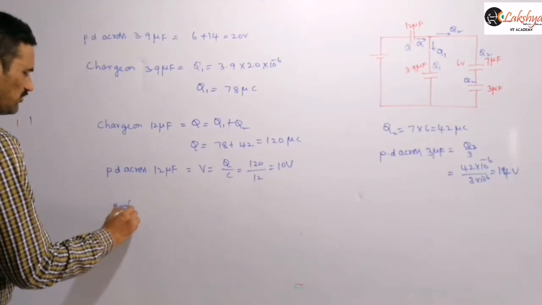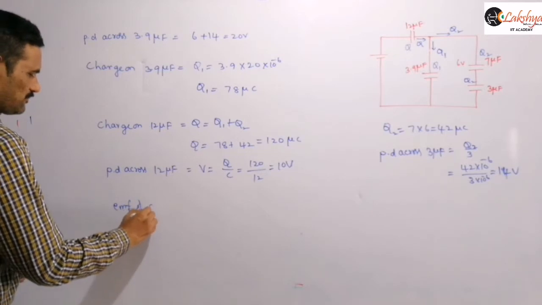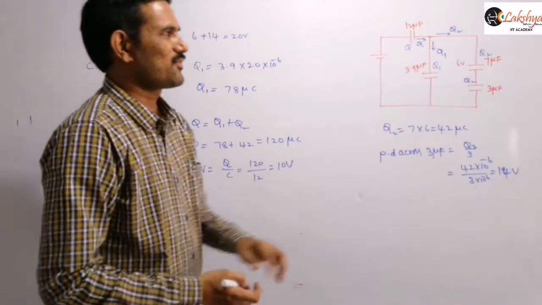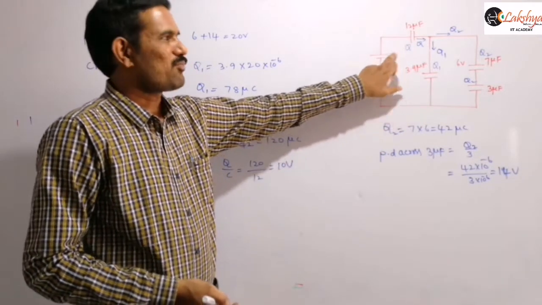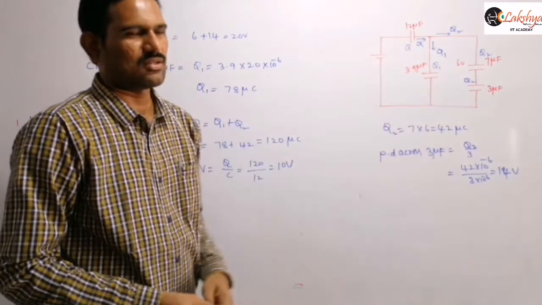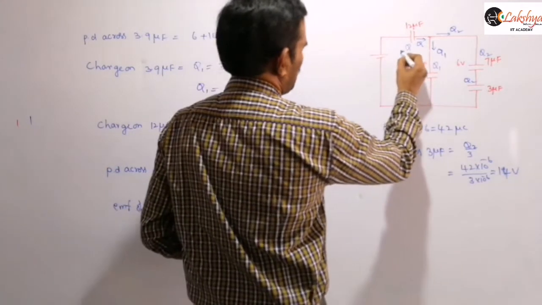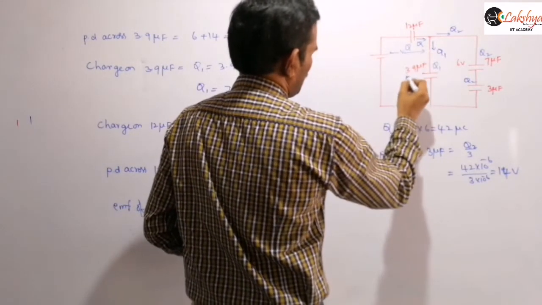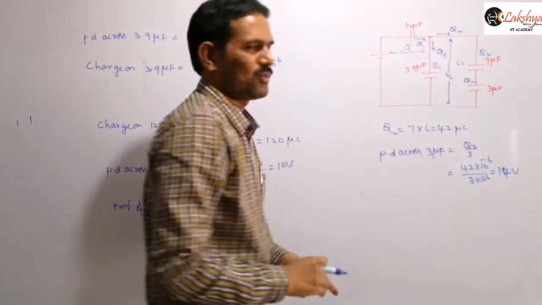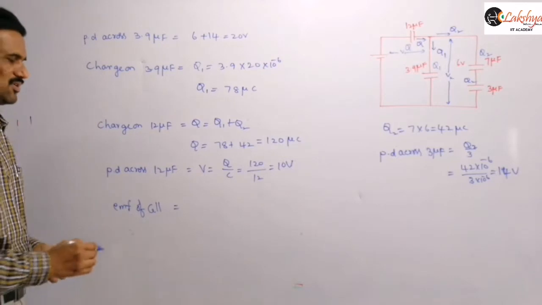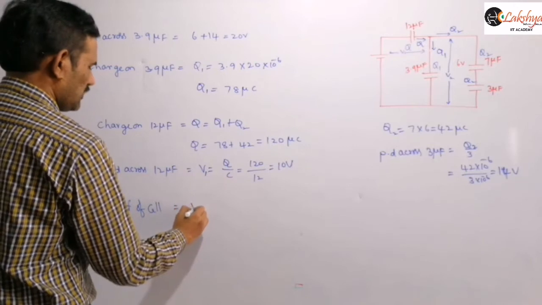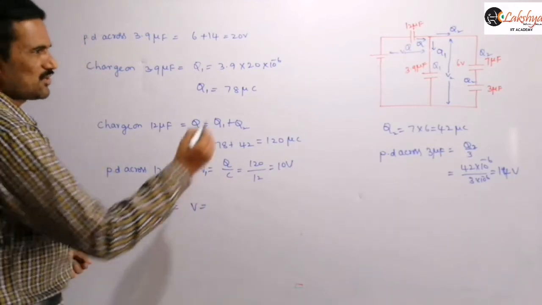Therefore, this EMF of the cell we can write as... can you say how to write the EMF of the cell now? Whatever potential difference we are applying here, that same potential difference will be there. That means the total potential difference will divide into two parts, right? Suppose we take V1 across this, and the remaining potential difference V2 across this parallel combination. Now V should be equal to V1 plus V2, right? And therefore we can write that potential difference V is equal to V1 plus V2.